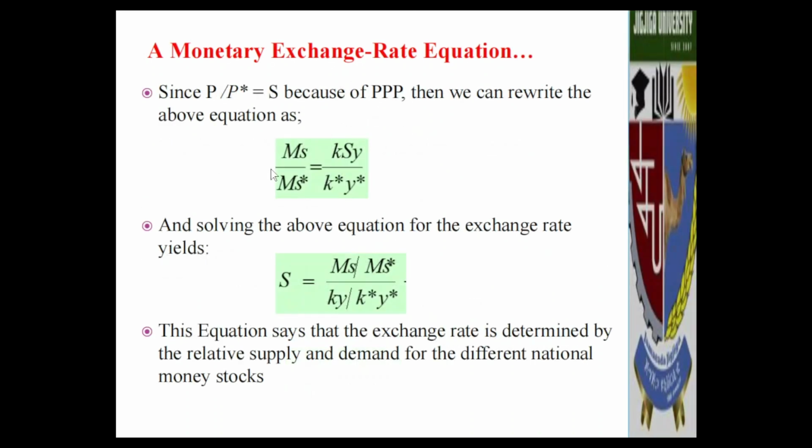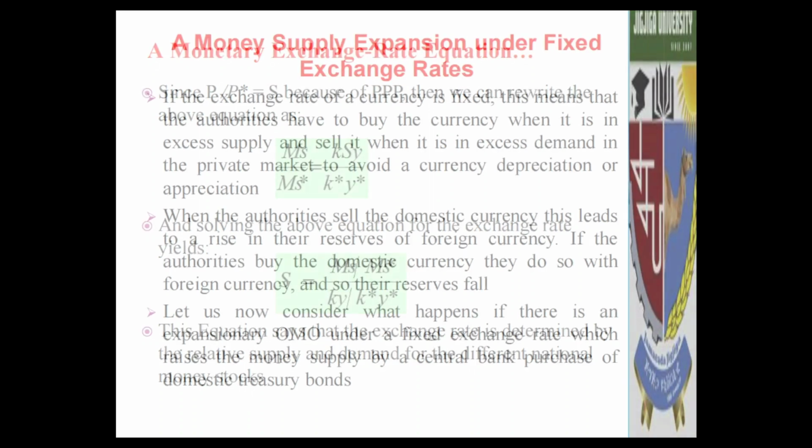So by this formula, MS over MS star is equal to kPY over kP*Y*. Solving the above equations for the exchange rate yields this expression. By simplification, we can simplify the exchange rate as this one. So this equation says that the exchange rate is determined by the relative supply of and demand for different national money stocks.